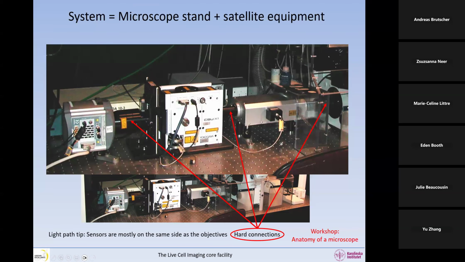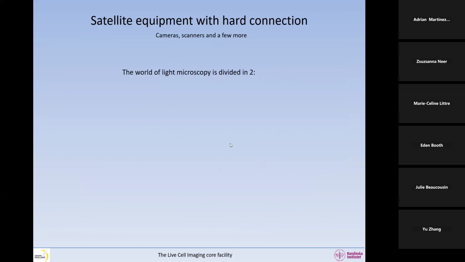Maybe you guys can raise your hand. Maybe I can do it. So that, yes. So if you have a question, you raise your hand and I know why. So we're going to have this afternoon the workshop, Anatomy of a Microscope, where you're going to learn how to recognize all this.